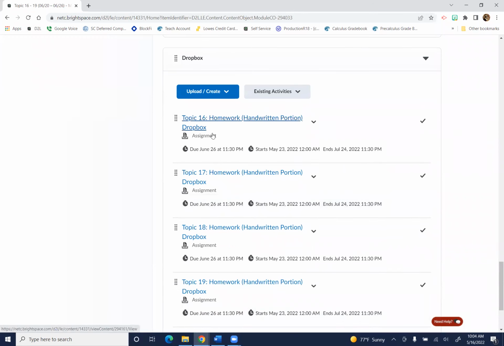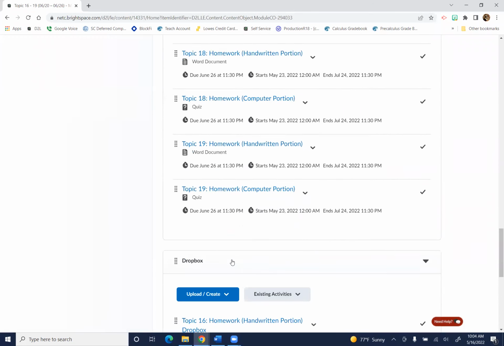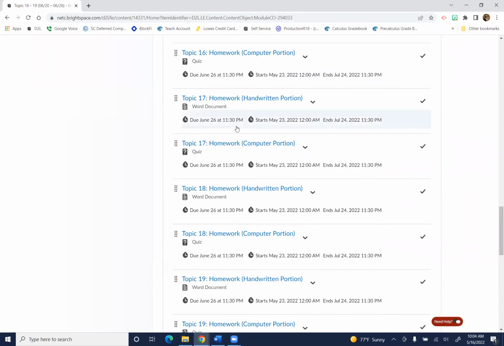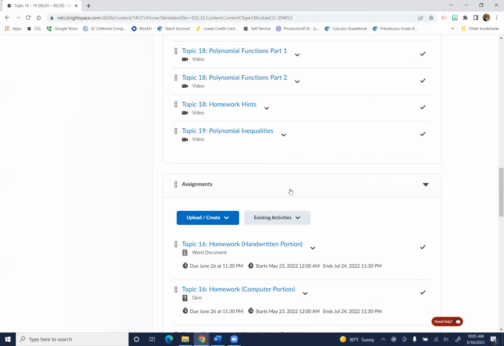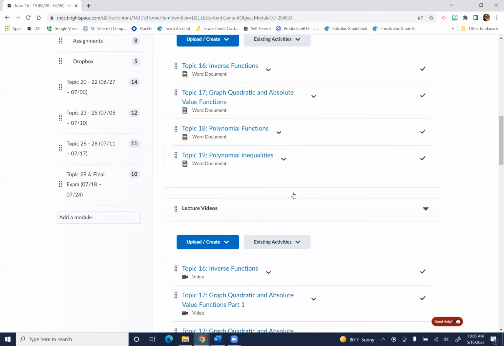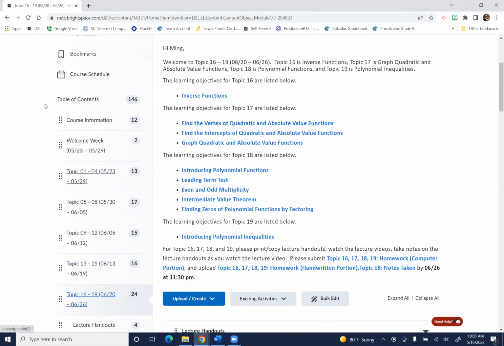All right, and of course you have your Dropbox for all the handwritten portions, and you have all the computer portions of the homework. So make sure when you are doing a homework that has both portions, I need you to print or copy the handwritten portion first, then open the computer portion and do both portions together simultaneously, going back and forth. All right, so go back to the course information.